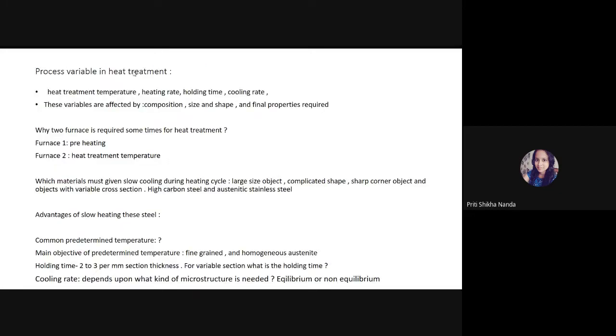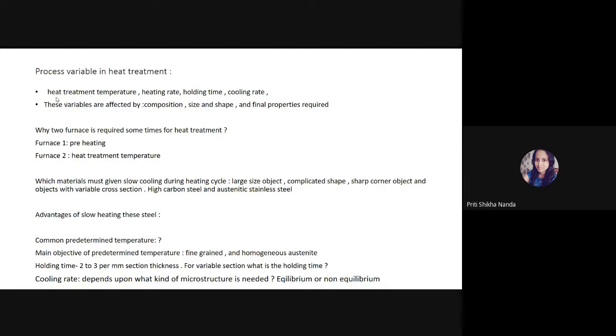Now, the process variables in heat treatment. So what are the process variables? These are the process variables: heat treatment temperature, heating rate, holding time, and cooling rate. It means to what temperature we have to heat the sample, at what heating rate, what is the holding time, less time or more time, and the cooling rate. These are the process variables.